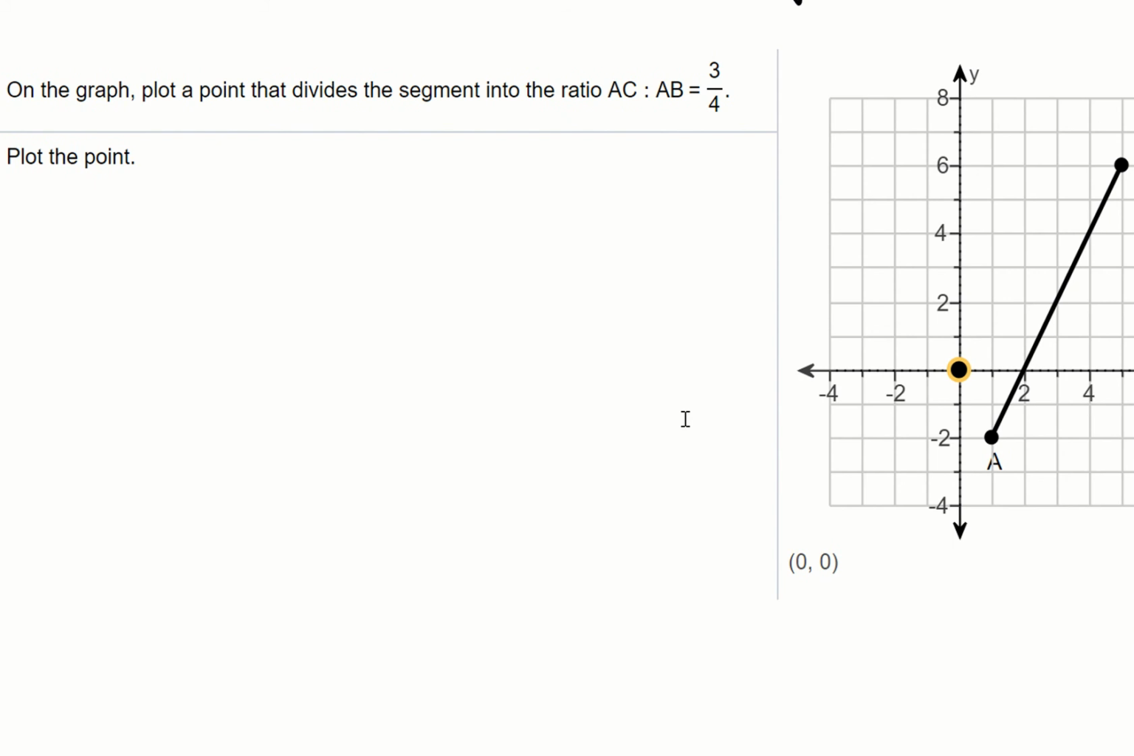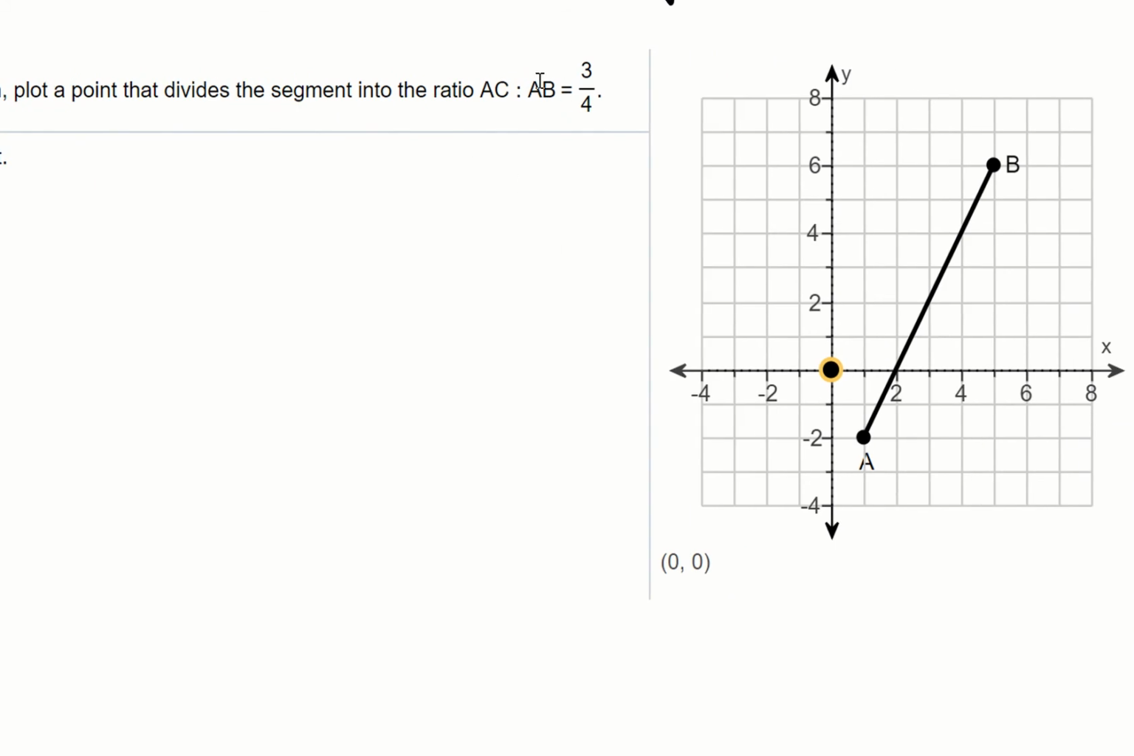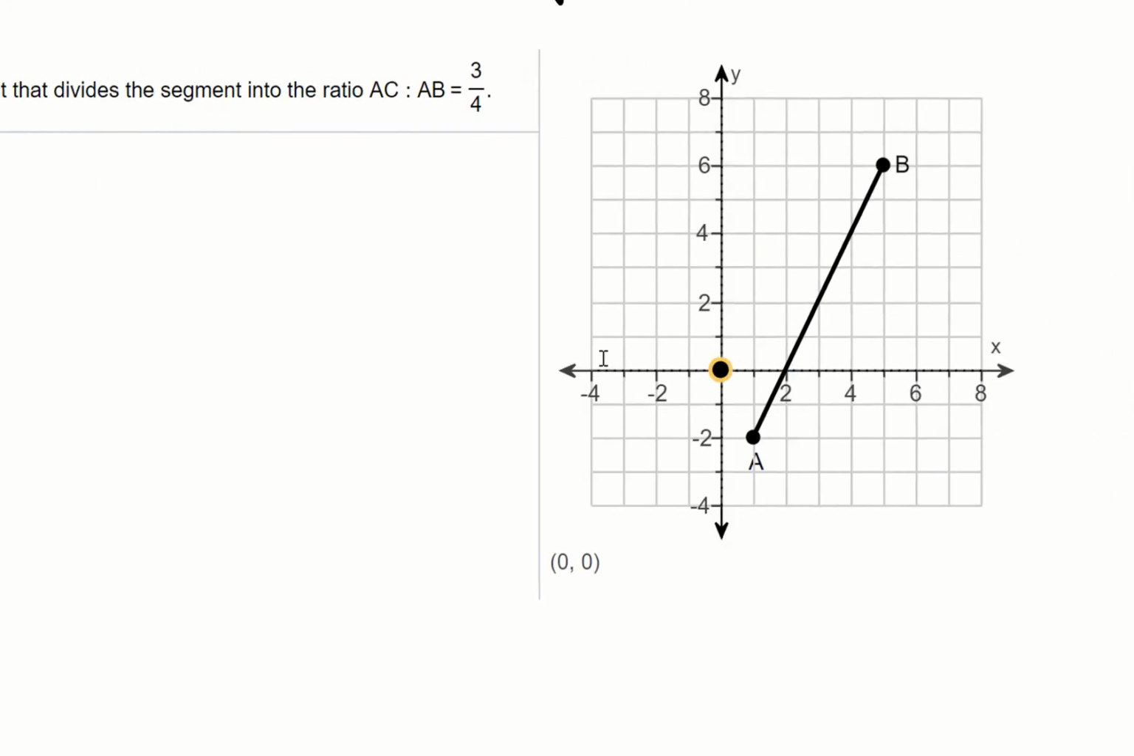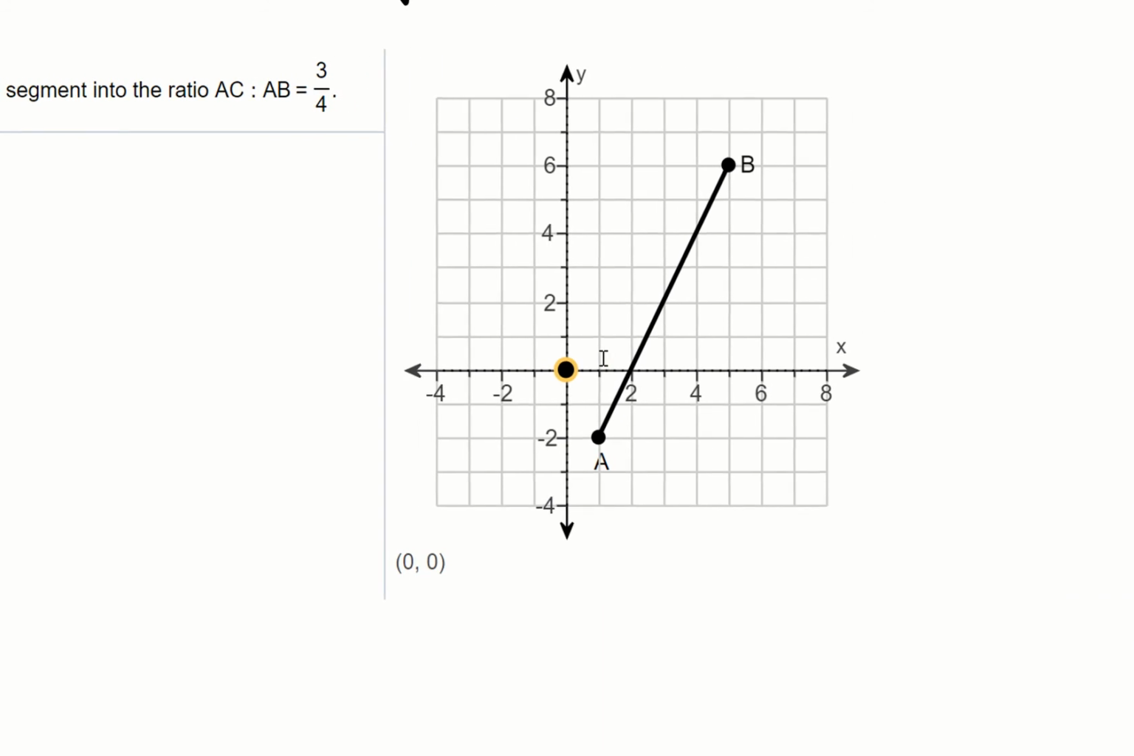All right, on the graph, plot a point that divides the segment into the ratio AC to AB equals 3/4. So all we're going to do is literally plot a point. So we can ignore this, that's not part of the graph. This is the graph, the line segment. So if the ratio AC to AB is 3/4, let's just say C is somewhere there. We don't know where it is right now. But they're saying that the ratio from there to the whole thing is 3/4, just like that, right?